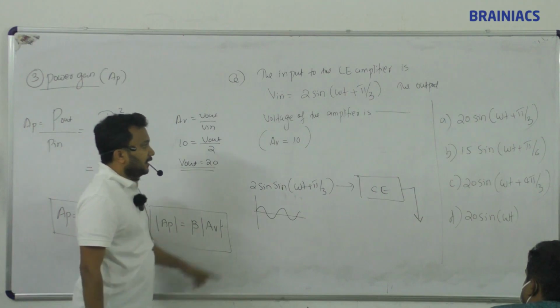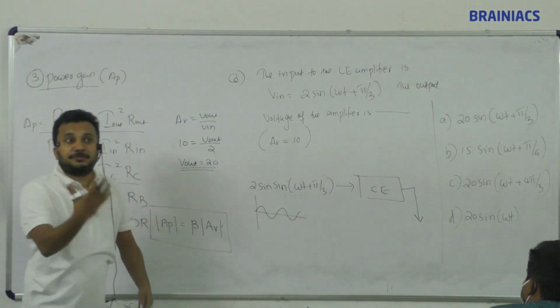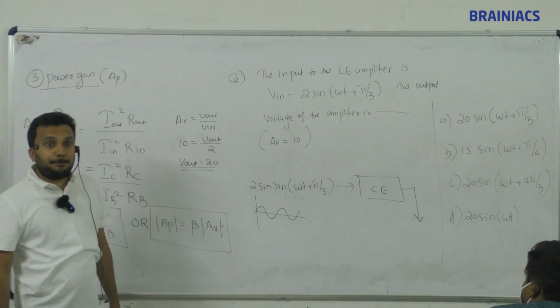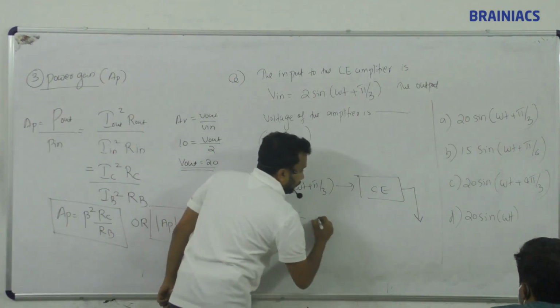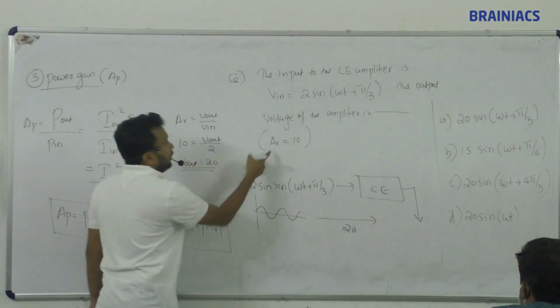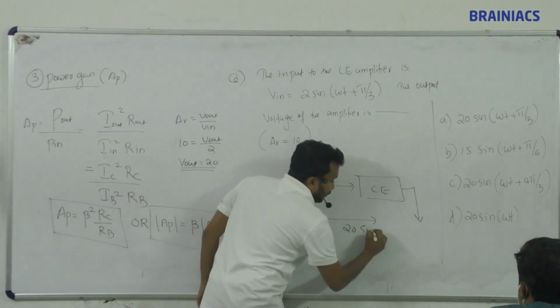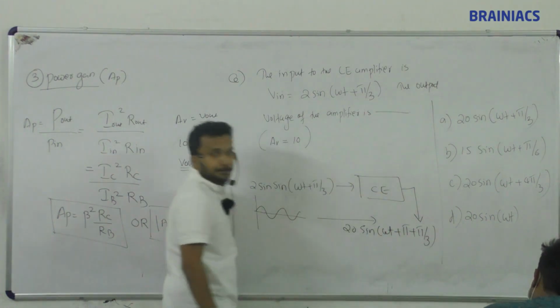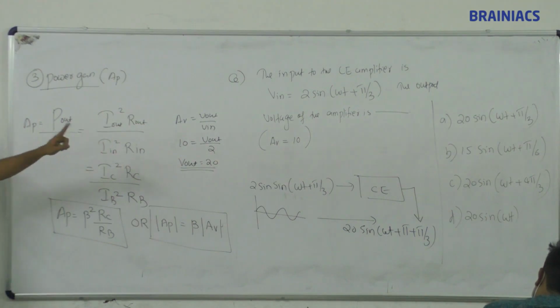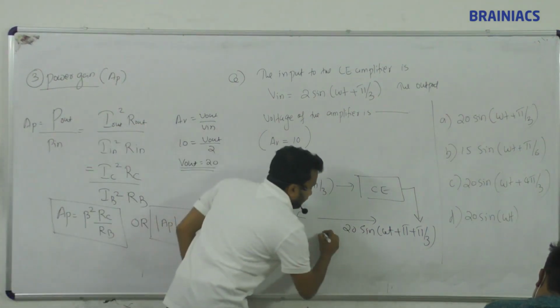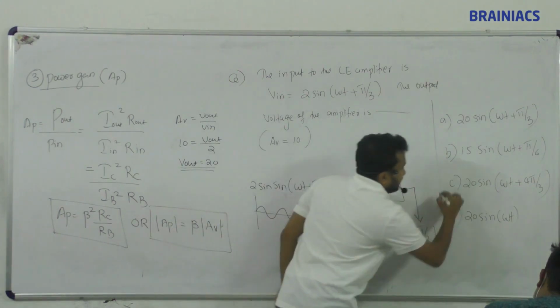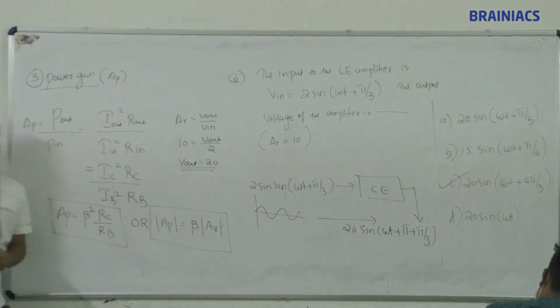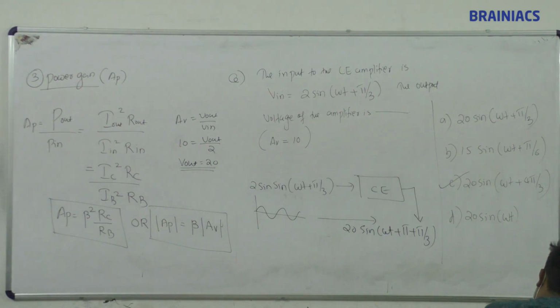So 3 options remain. Next, common emitter amplifier will give how much phase difference? 180. 180 means pi. So we have to add an extra pi. So once you give the input, you will get the output 20 into sine of omega t plus pi plus pi by 3. Already pi by 3 is there, you are adding extra. So what you will get? 4 pi by 3, which means option C: 20 sine omega t plus 4 pi by 3. Clear? Okay.